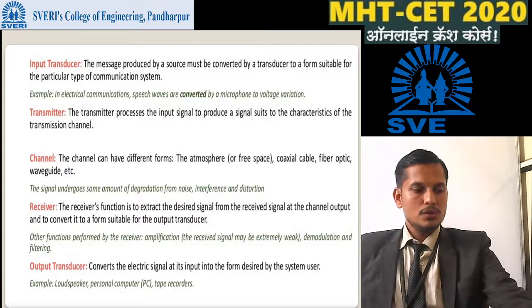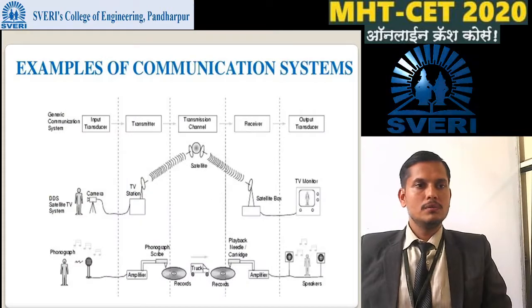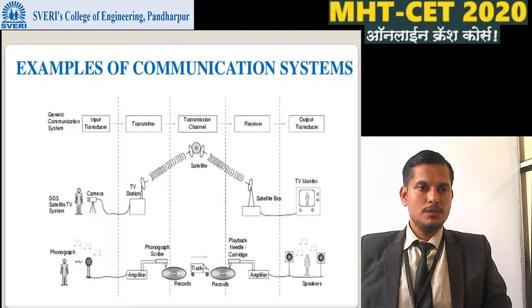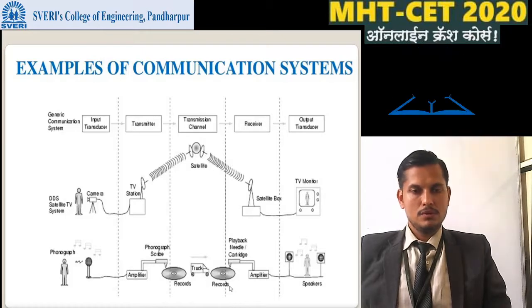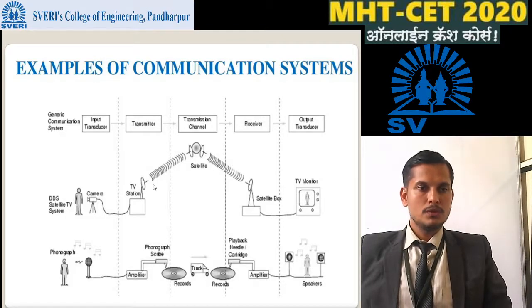Okay, so let us move to the next one. Examples of communication system. So here there is a satellite communication, then another that is simply the phonograph we are considering, that is records are there and we are using those records. So these are some examples of communication system.